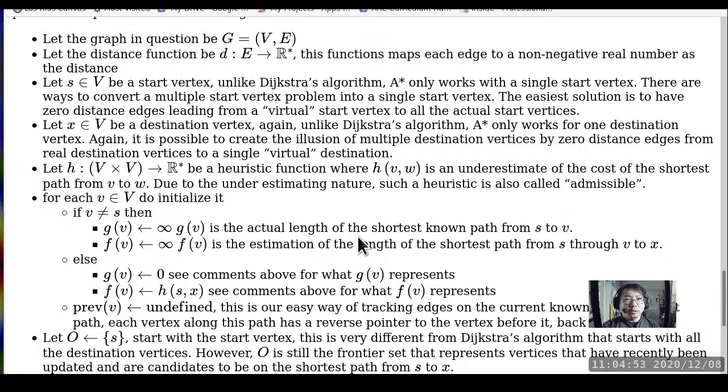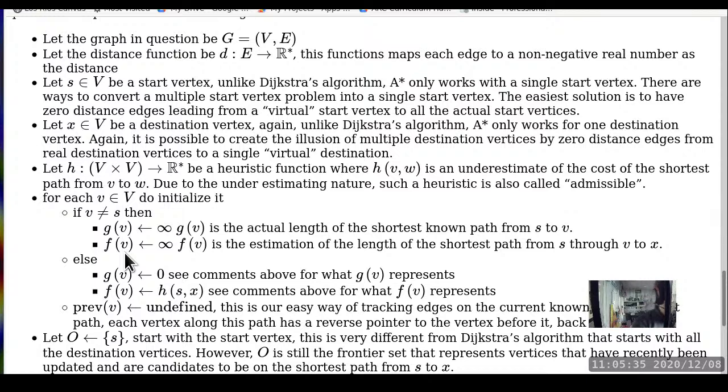G is the actual length of the shortest path known at a certain point of running the algorithm from S to V, from the starting point to a particular vertex. Okay, that is correct. So S is not even a parameter in this case because S is fixed. There's only one starting point. So G of V is the actual length of the shortest path from the starting vertex to vertex V. F is almost the same thing, but it also adds the heuristic going from vertex V to vertex X.